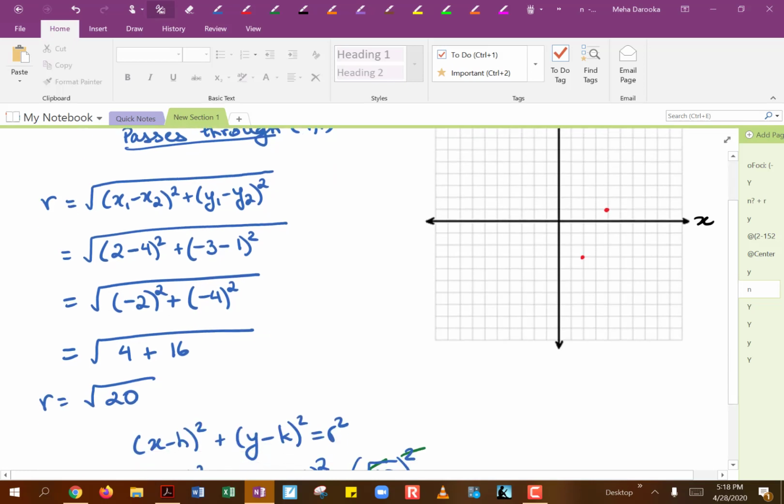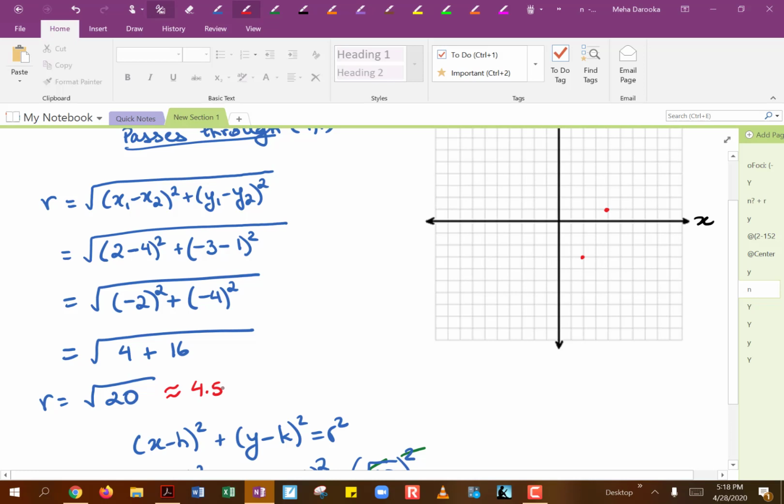So again, to graph this circle, let's go ahead and figure out what approximately square root of 20 is going to be. And that comes out to be approximately, it looks like, 4.5.